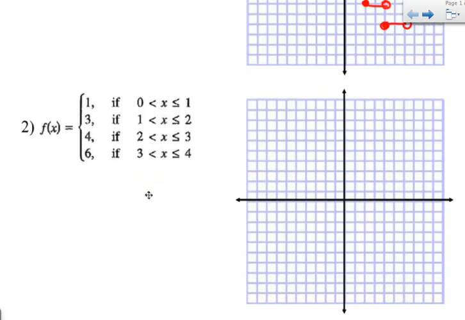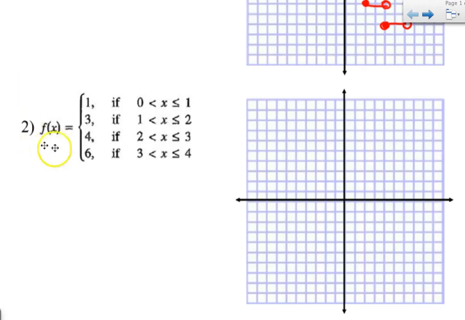If you think you understand that, go ahead and try number 2 on your own. If you would like me to walk you through this one again, stay tuned. If you want to try on your own, press pause right now. All right, so I'm going to walk you guys through this one. If you tried it on your own, please skip ahead.